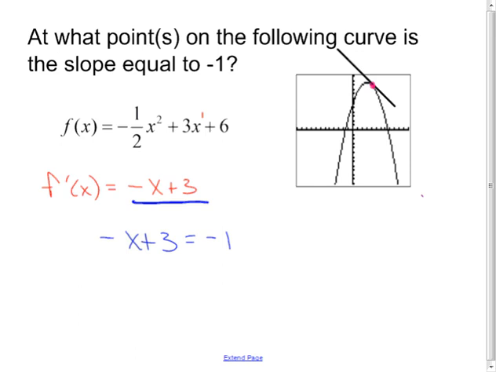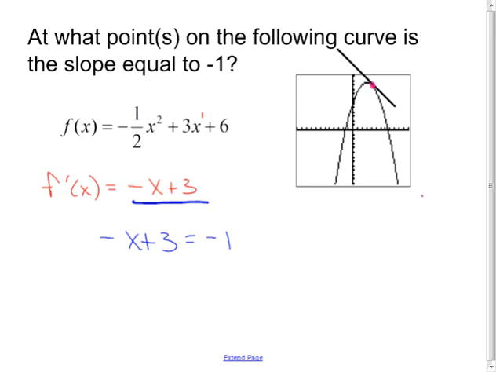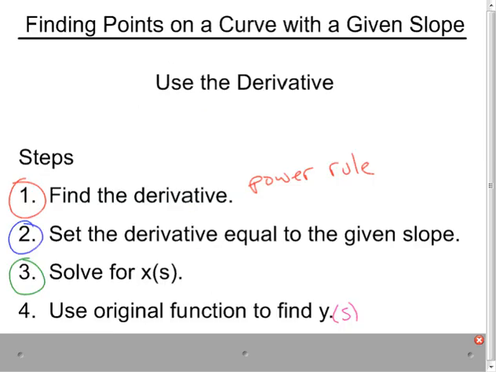So then we're going to solve for our x's. In this case, you can probably see it's just one x because it's a linear derivative. So I'll subtract 3 and get negative x equals negative 4, and this gives me x equals 4. Okay? Now, it says point. Now, point, if you notice, is an x comma y. I only have an x value here. So it would make sense for me to, in purple here, use the original function to find the y's. In this case, it'll just be one y.